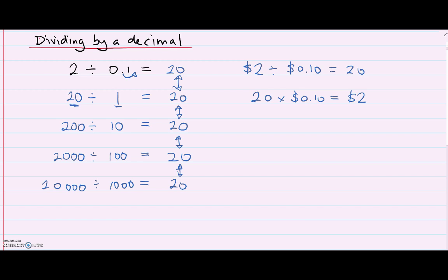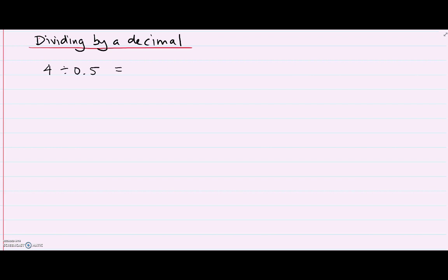So let's take a look at what I did in order to get my answer. What I need to do is multiply both of my numbers by 10 so that instead of dividing by 0.5 in this example, I'll be dividing by 5. If I multiply both the 4 and the 0.5 by 10, that will turn the 0.5 into a 5, and the 4 into 40. This is going to give me the same answer. 40 divided by 5 is 8. So 4 divided by 0.5 is also going to be 8.